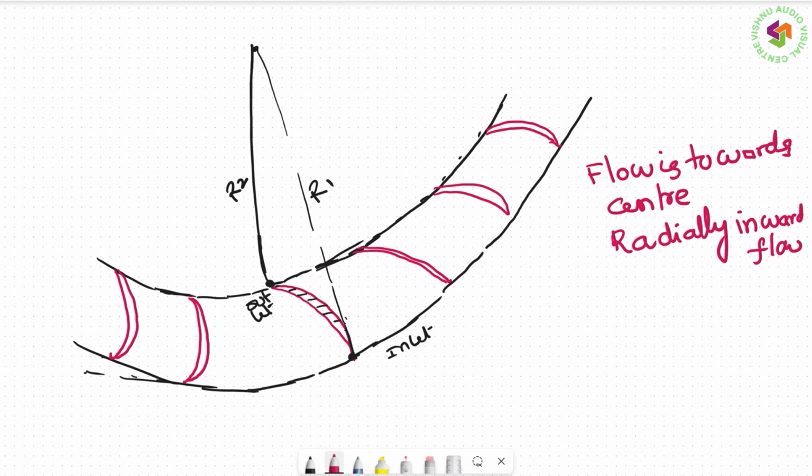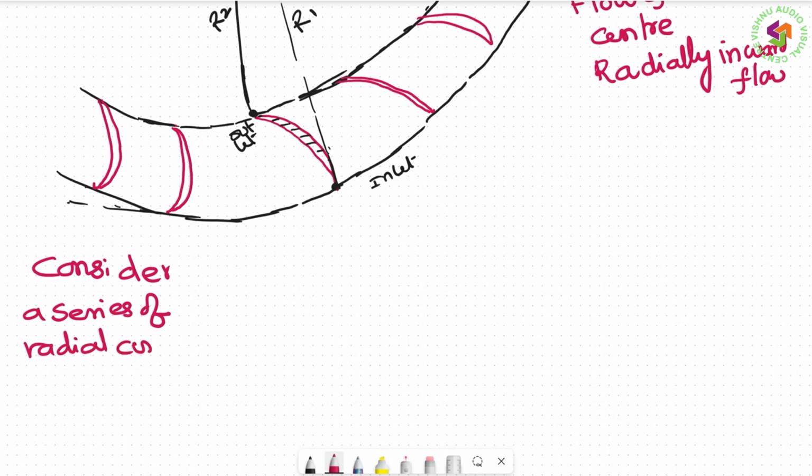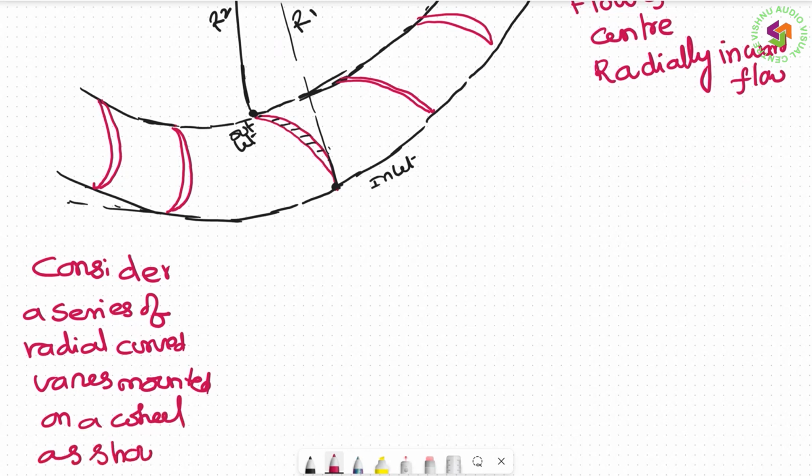So kindly remember that. This is the general first figure. Now what I will write: consider a series of radial curved vanes mounted on a wheel, as shown in the figure. Okay, that is what I have shown to you. This is the first thing.